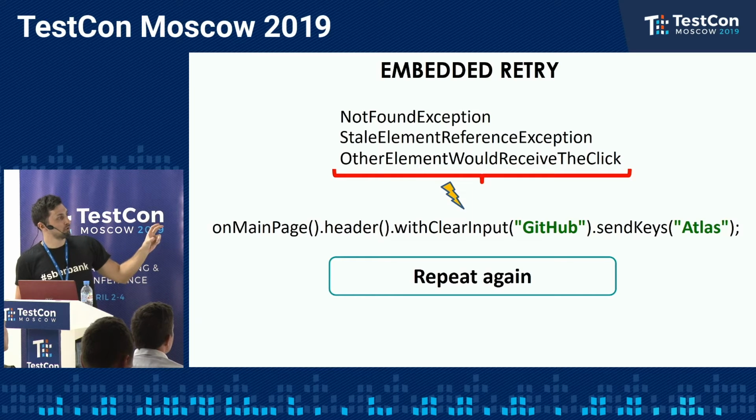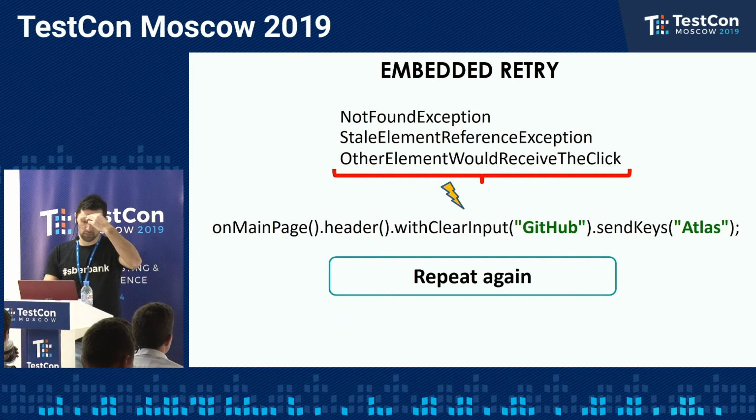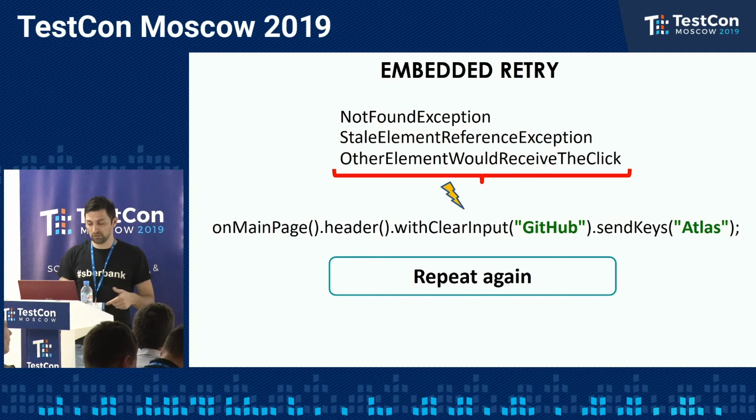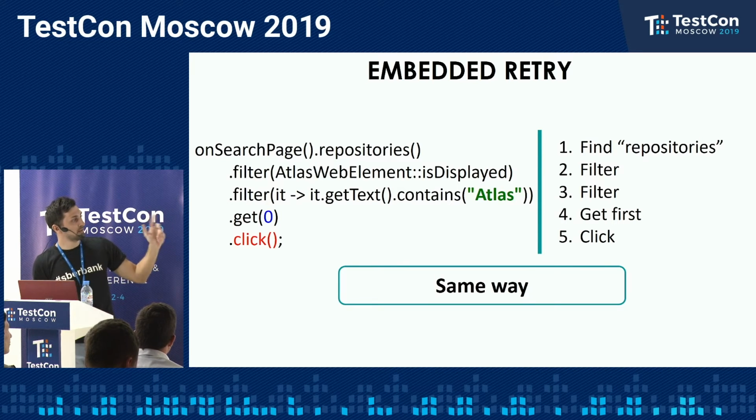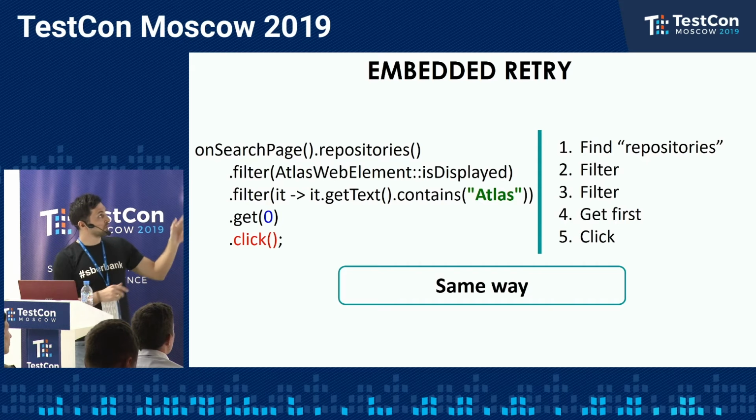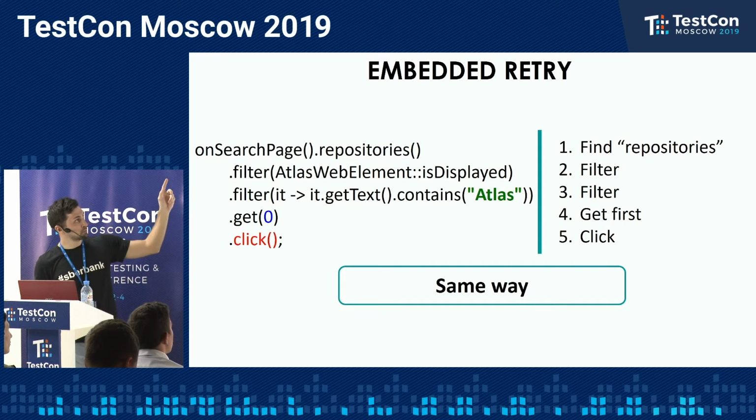So you can catch exceptions, but Atlas has a built-in retryer where you write this example of code, your steps, and when something is wrong, some thread is dead, it just repeats it. You need to think about the exceptions from Selenium or WebDriver. The same concept applies for working with lists. So you get a list of repositories and you filter them. You get the first element.